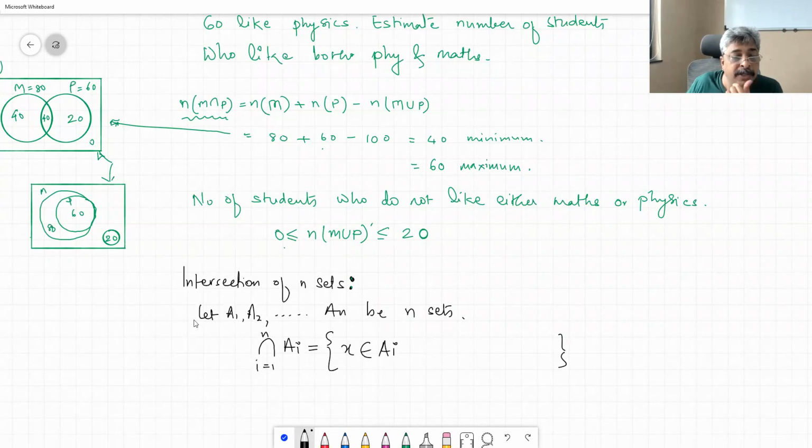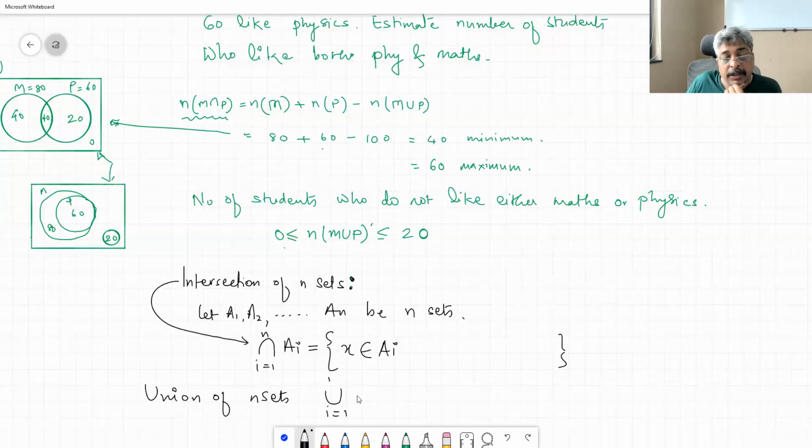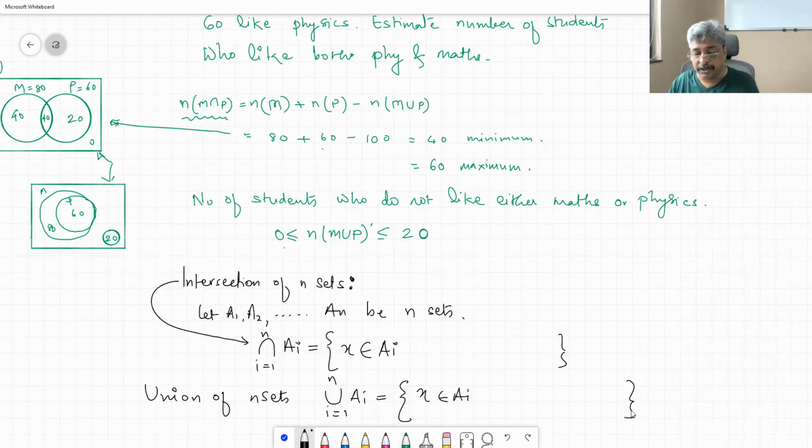This is intersection of sets and union of n sets, written as union i goes from 1 to n, Ai is equal to x belongs to Ai, complete it. Now this is extremely important because we are supposed to prove few theorems after this where this understanding is going to be very, very useful.